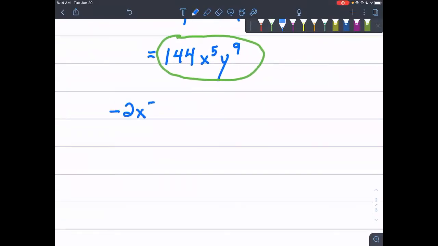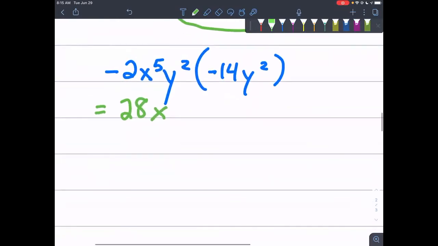Negative 2x to the 5th, y to the 2nd, times negative 14 y to the 2nd. So here, multiplying negative 2 and negative 14, a negative times a negative is positive. 2 times 14 is positive 28. How many x's do we have? 5. How many y's?